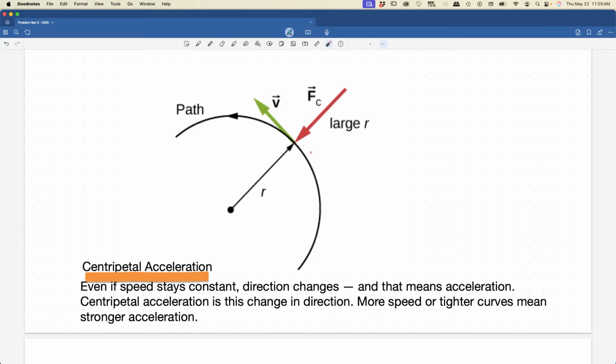This is called the centripetal acceleration. Centripetal acceleration is due to the change in direction. So a greater speed means stronger acceleration. So those are the concepts for problem set 3.